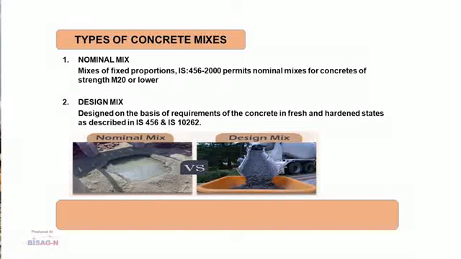Types of concrete mixes. There are 2 types of concrete mixes: one is nominal mix, second is design mix. Nominal mixes are mixes of fixed proportion; as per IS 456-2000, nominal mixes are permitted for concretes of strength M20 or lower. Design mix is designed on the basis of requirements of the concrete in fresh and hardened state as described in IS 456 and IS 10262. Here you can see 2 photographs. On the left hand side we can see the nominal mix and on the right hand side the design mix.